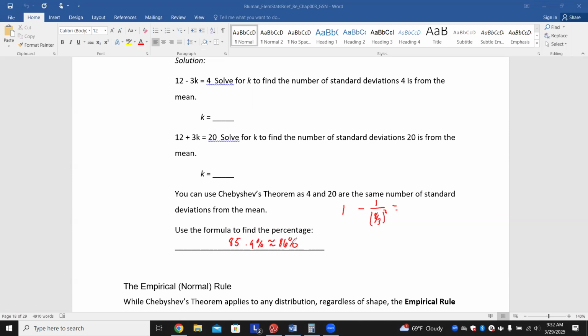Okay, so that's using Chebyshev's theorem. Lots of good examples there. So let's move on to the next topic, which is talking about the empirical rule, or what we call the normal rule.